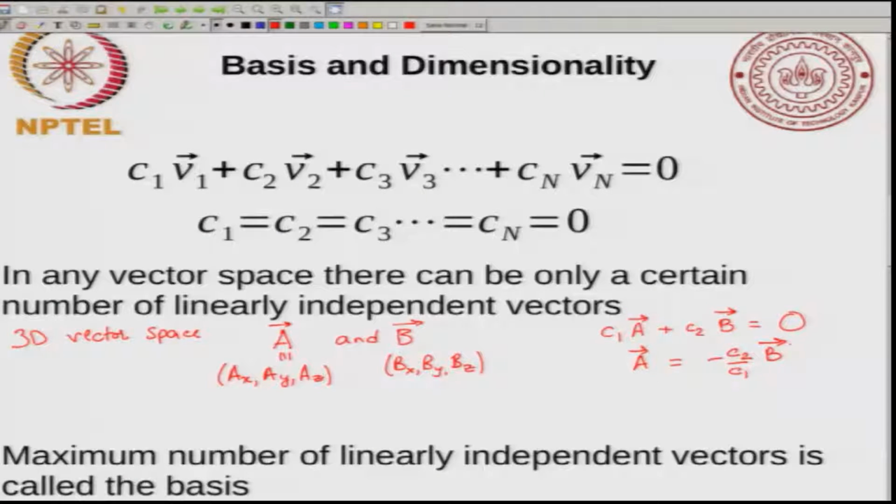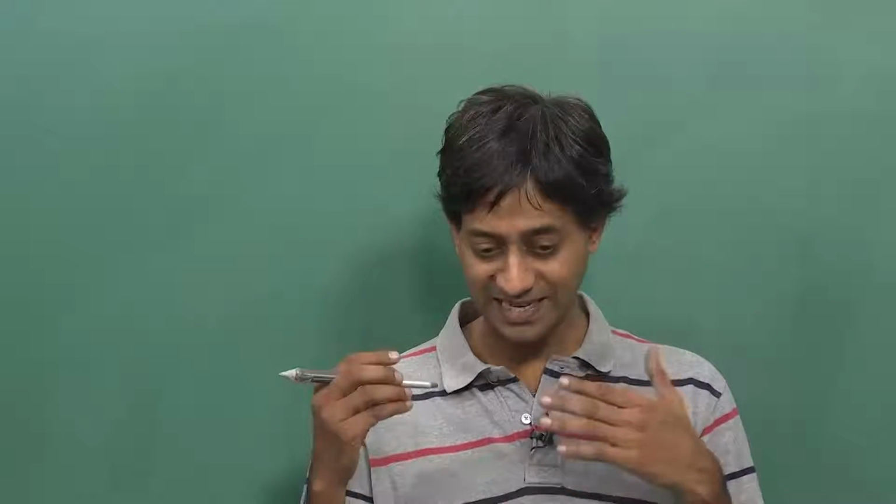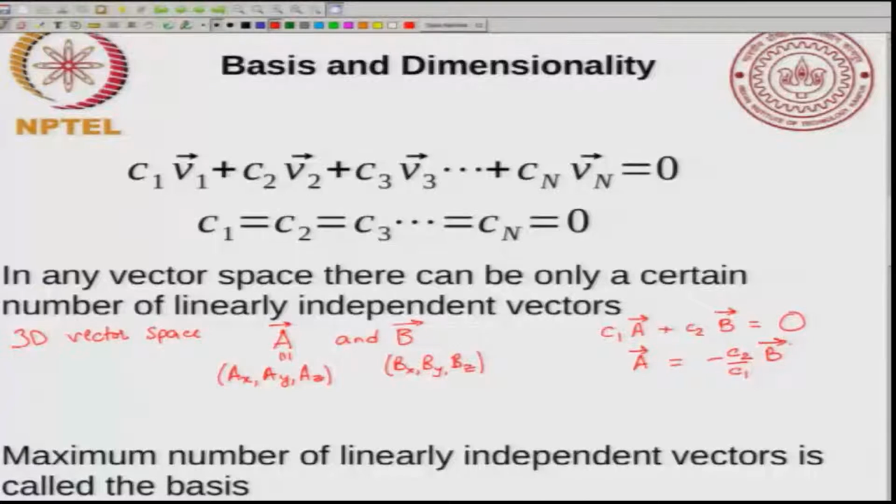So, if you take two vectors, then when you say that they are linearly dependent, that means they are proportional to each other. So, this is the condition for two vectors. Now, what if you have three vectors? Suppose you have A, B and C.